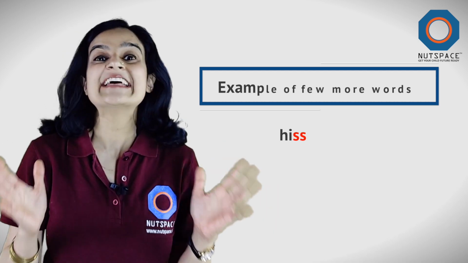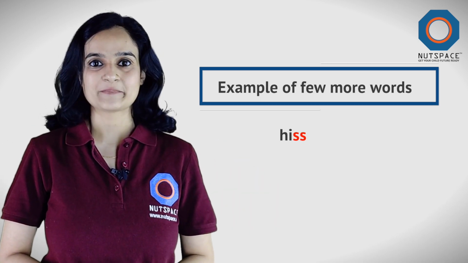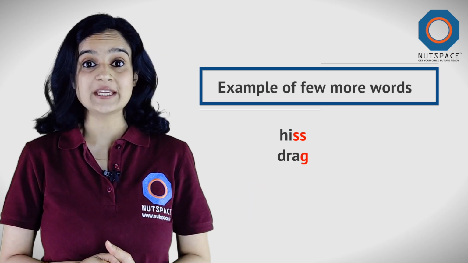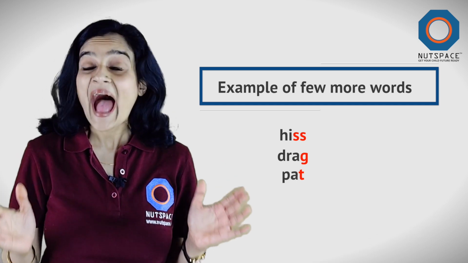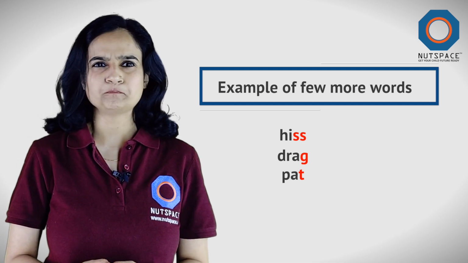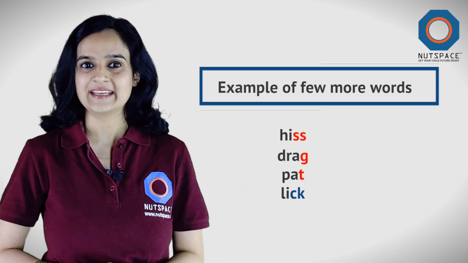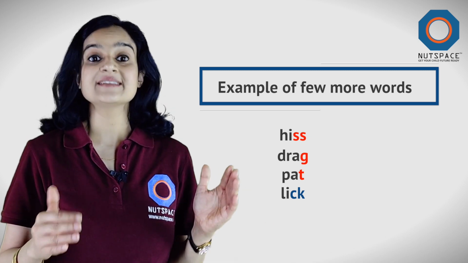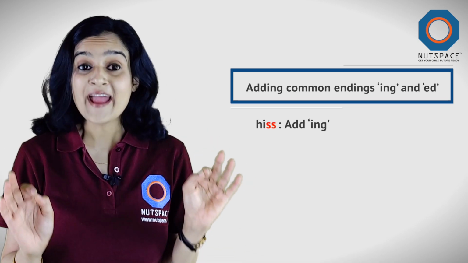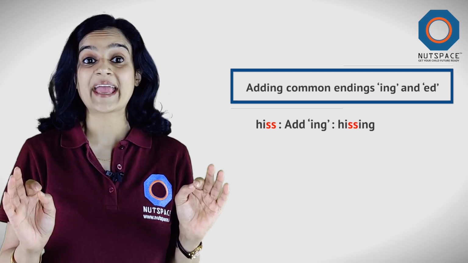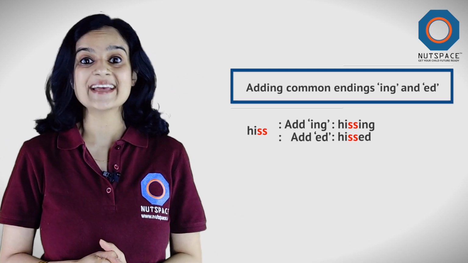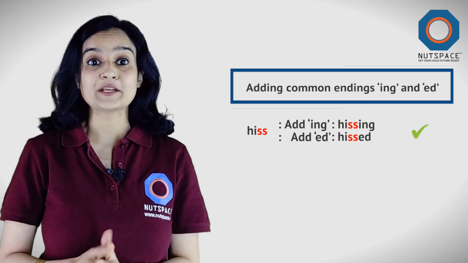Let's take the word hiss. H-I-S-S. Let's take another word, drag. D-R-A-G. Another word, pat. P-A-T. Pat. And say lick. L-I-C-K. Now let's add common endings ing and ed. Hiss. H-I-S-S. When ing is added, it will become H-I-S-S-I-N-G. And when ed is added, it will become H-I-S-S-E-D. I'm sure you managed to work that out as well.